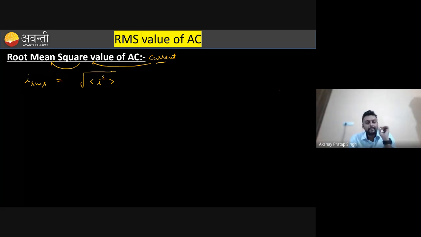Are you getting my point? What is the meaning of root mean square value? First of all, square the current, then take its average, then take a root. This is root mean square value of current.